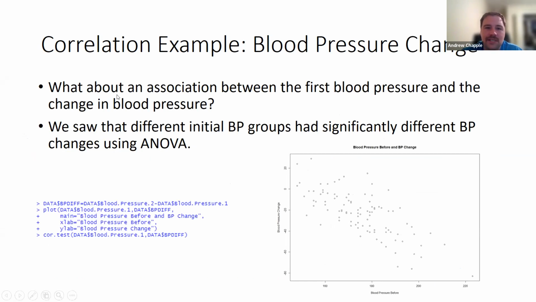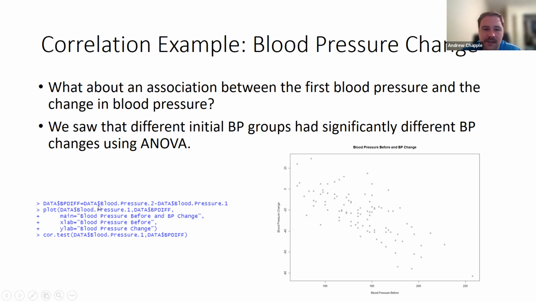Okay, what about an association between the first blood pressure and the change in blood pressure? Why do I think that we might see that? Because a couple of classes ago, right, we looked at initial blood pressure groups, so whether they were between different values. And we saw that they had significantly different changes in blood pressure, overall change in blood pressure using ANOVA. Now I'm just going to plot these together.